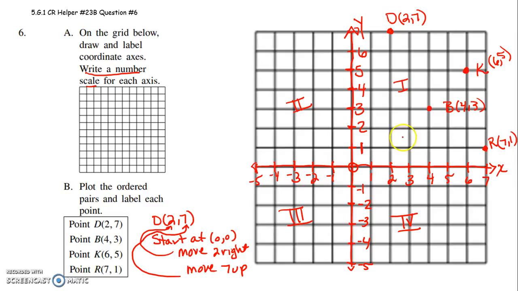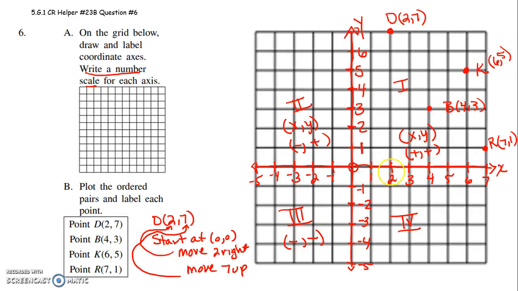Your points are always in the form x, y. In the first quadrant, the x will be positive and the y will be positive. Always x, comma, y. You always move left, right, and then up or down. For the second quadrant, the x will be negative, the y will be positive. In the third quadrant, the x will be negative because you're moving to the left from the origin, and the y will be negative because you're moving down.